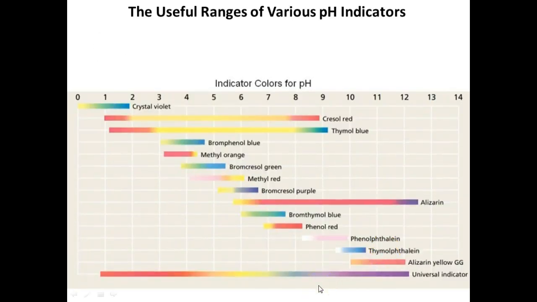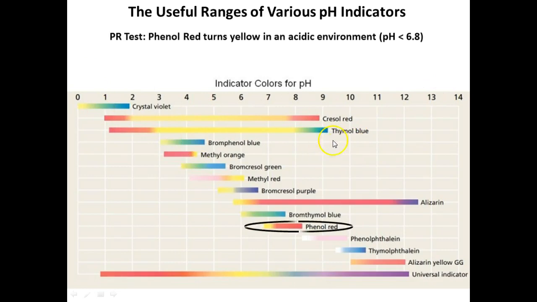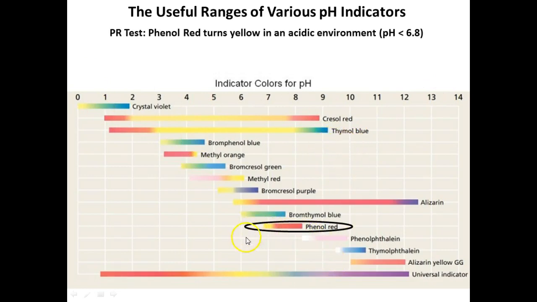Okay, so there's lots of different pH indicators out there. Some of the dyes that we even use are pH indicators, right? This chart shows you the different pH ranges, from 0 to 14, and where the different color changes happen. The ones that we utilize in this lab, we utilize Phenol Red.